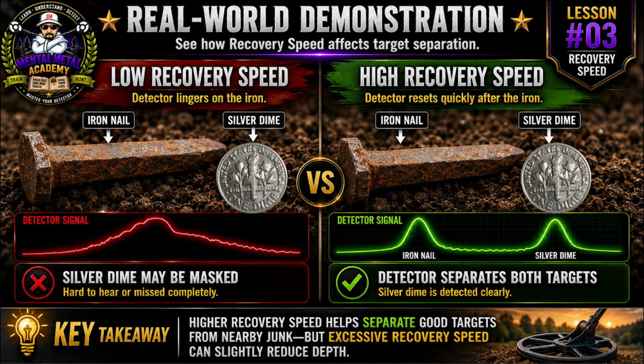Imagine there's a silver dime lying only 2 inches away from an old square nail. With a slow recovery speed, those 2 targets may sound like one messy signal. Increase the recovery speed, and suddenly your detector has enough time to report each target separately. That's called target separation, and it's one of the biggest advantages of a faster recovery speed in trashy sites.